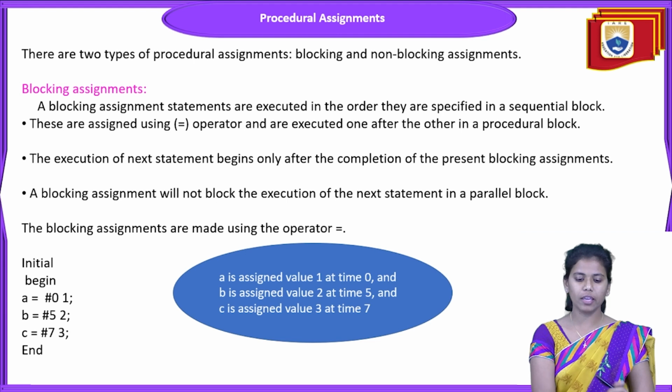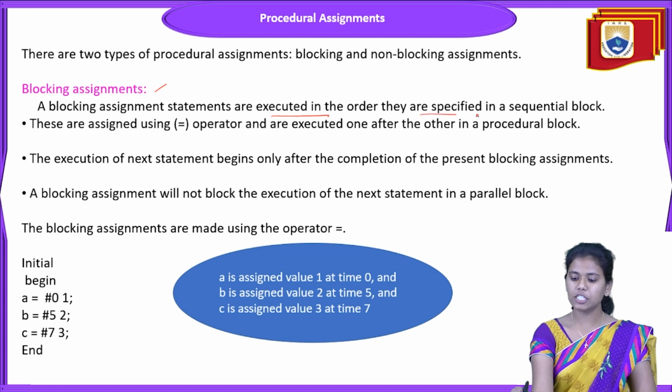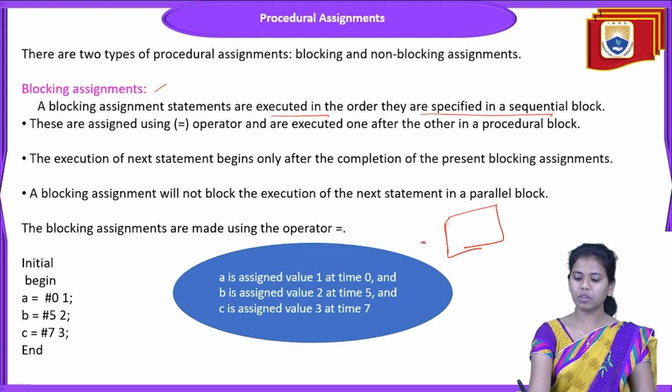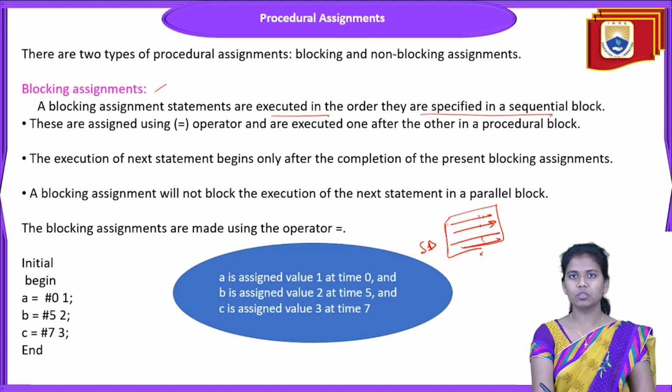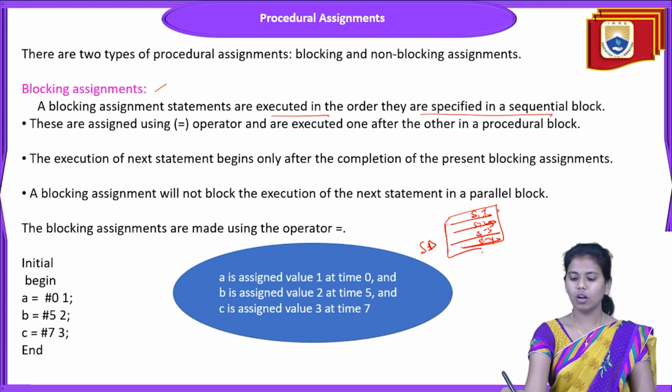There are 2 types of procedural assignments that we have to discuss. One is the blocking assignments, and the second one is non-blocking assignments. So what does blocking assignment mean? Blocking assignments are executed in the order they are specified in a sequential block. However the assignments are placed in the sequential block, in the same fashion they have to execute, in a sequential manner. So this is S1, S2, S3 and S4. As per the sequence, all the statements need to be executed. That is the blocking assignment.